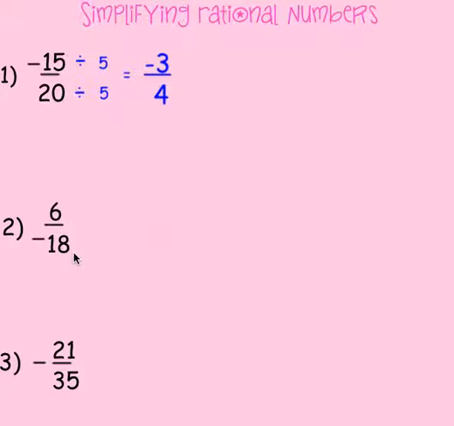Let's look at number 2. The GCF of 6 and 18 would be 6. So let's divide both the numerator and denominator by 6. When we simplify, 6 divided by 6, we get 1, and negative 18 divided by 6 would be negative 3. So negative 1/3. The last one, negative 21 over 35, the greatest common factor there would be 7, and that simplifies to negative 3/5.